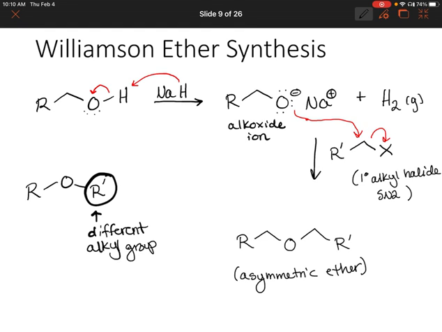Now, you could make a symmetric ether as well. That's totally fine. But the main purpose of this synthesis method is to potentially form asymmetrical ethers. And then the sodium ion and the halide that left will form an ionic compound. All right. And I'll just add a little note down below that you can form symmetric ethers too.